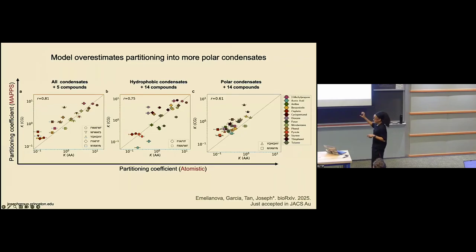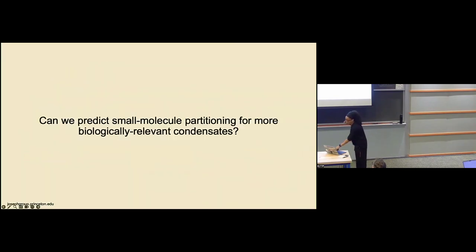However, we still want to understand if this is even transferable, because right now we just have the short peptides, and the environment that short peptides make will be very distinct from what you can make if you have a very long polymer. And so we're going to select the compounds that we predict the best using the coarse-grained approach. Well, not all of them, but a subset of them. And we're going to ask, can we predict partitioning into biologically relevant condensates?